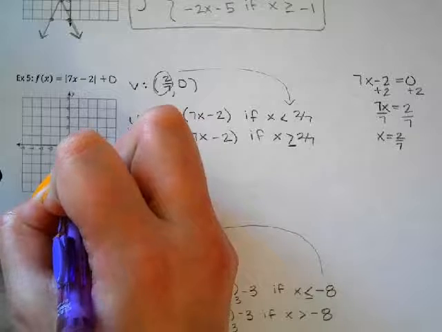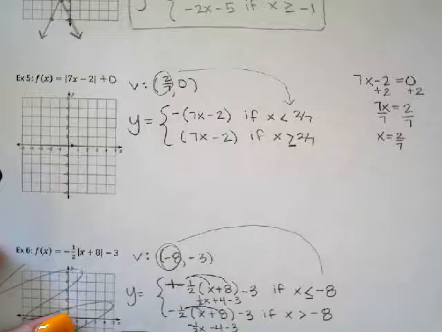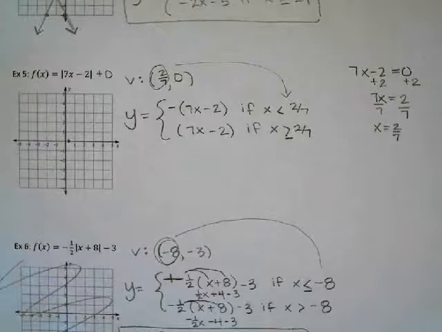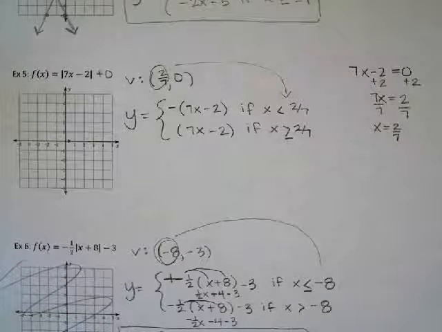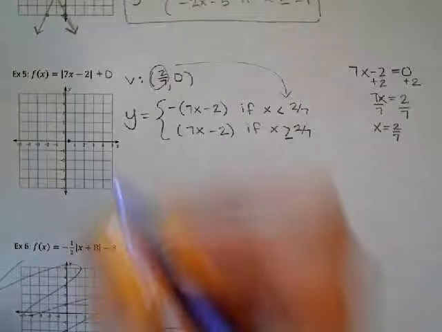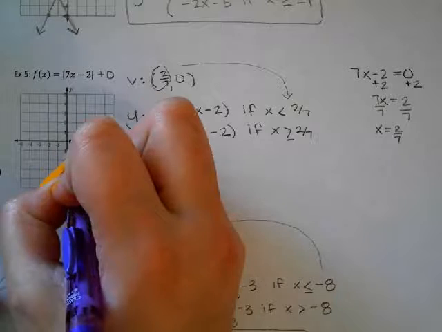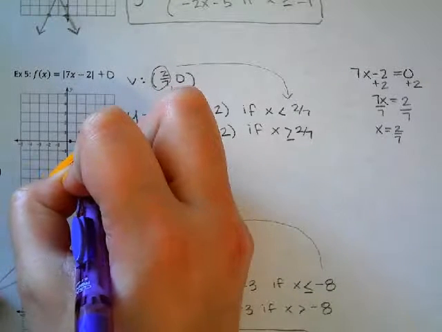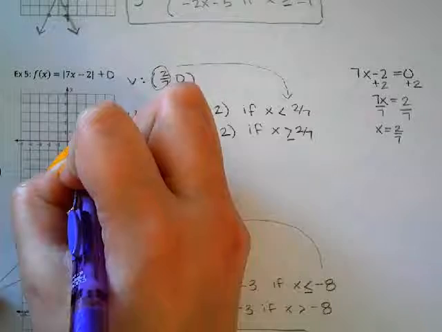It does not have a stretch or compression. So normally absolute value graphs go over 1, up 1, over 1, up 1, over 1, up 1. That's normal. And so this graph is going to do that. It's going to go over 1, up 1, over 1, up 1, each direction. So we're going to draw that as best we can. It's going to hurt my brain a little bit to do it.